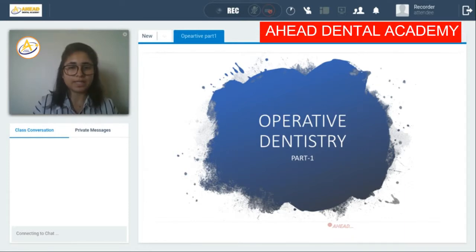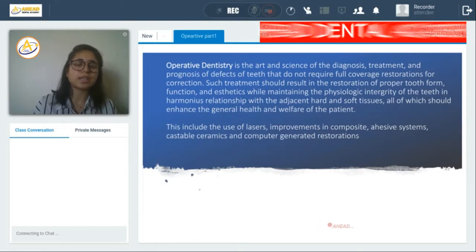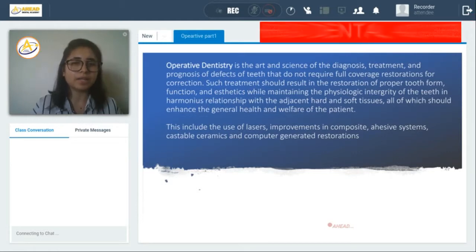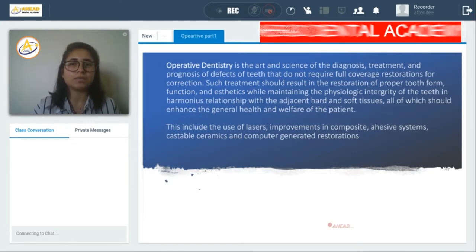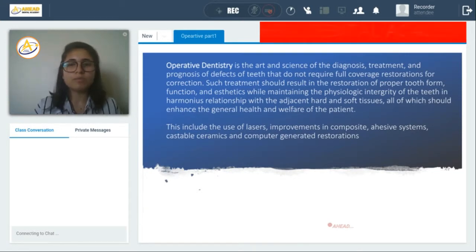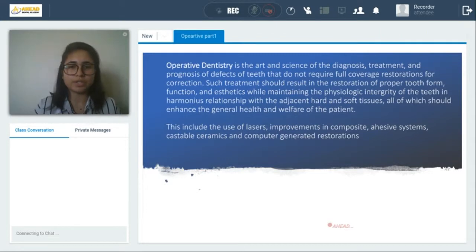What is it exactly? As it's clear from the name. So we've been studying this definition since our second year of BDS, that operative dentistry is the art and science of the diagnosis, treatment, and prognosis of defects of teeth that do not require full coverage restorations for correction. So we all know the basics of operative dentistry.